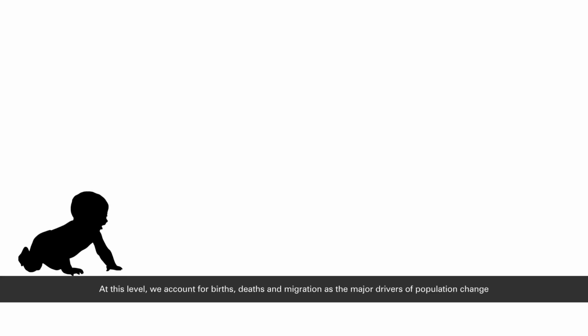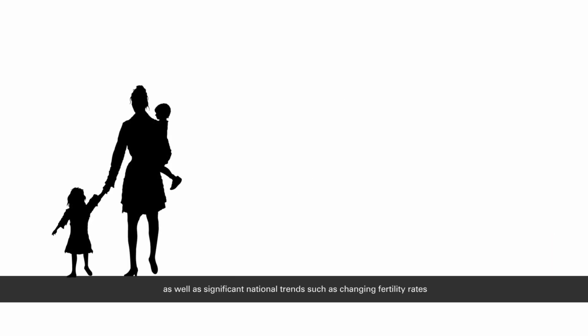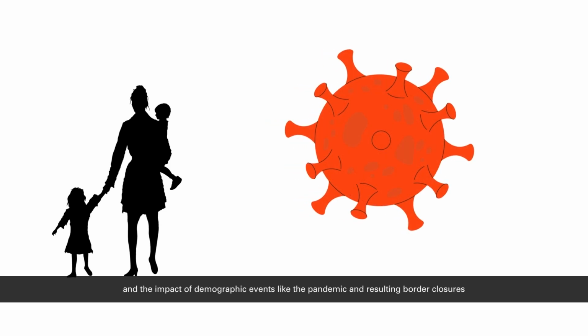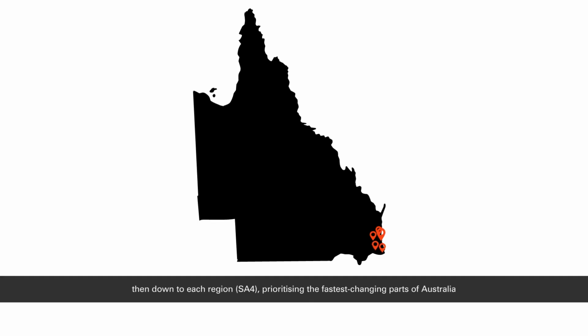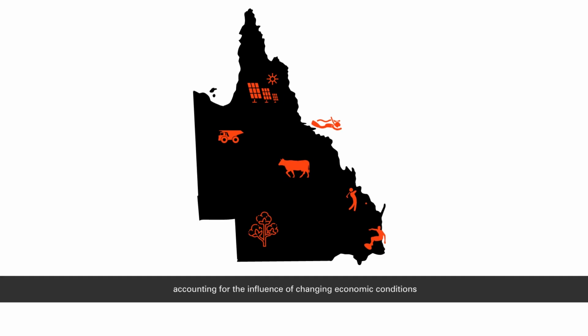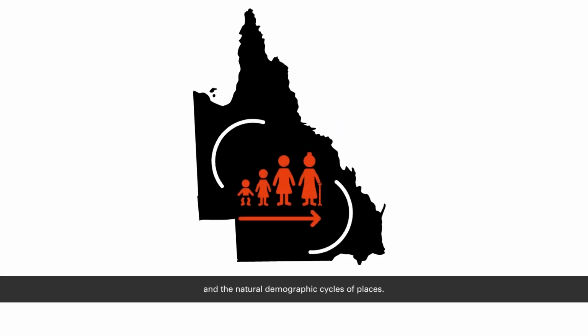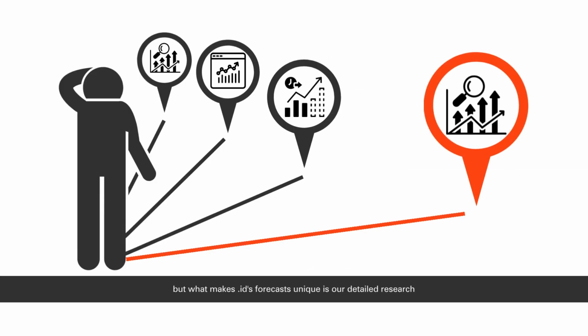At this level, we account for births, deaths and migration as the major drivers of population change, as well as significant national trends such as changing fertility rates and the impact of demographic events like the pandemic and the resulting border closures. This total population is then distributed among the states and territories, and then down to each region, prioritising the fastest changing parts of Australia, accounting for the influence of changing economic conditions, known patterns of migration, and the natural demographic cycles of places.